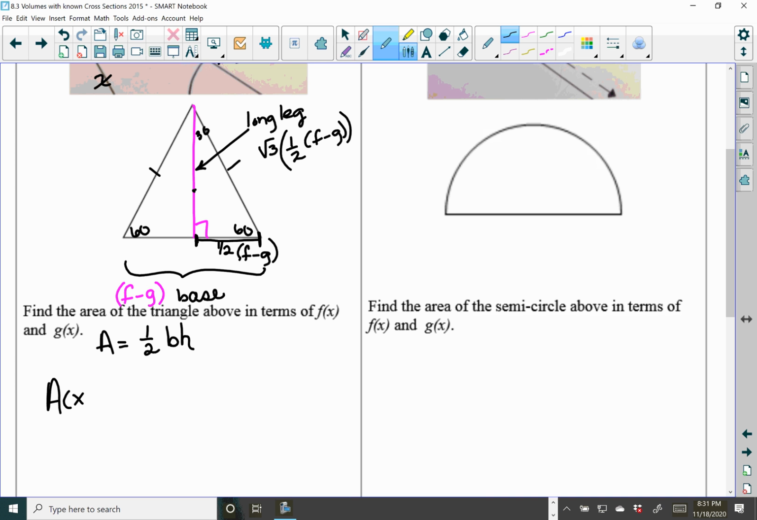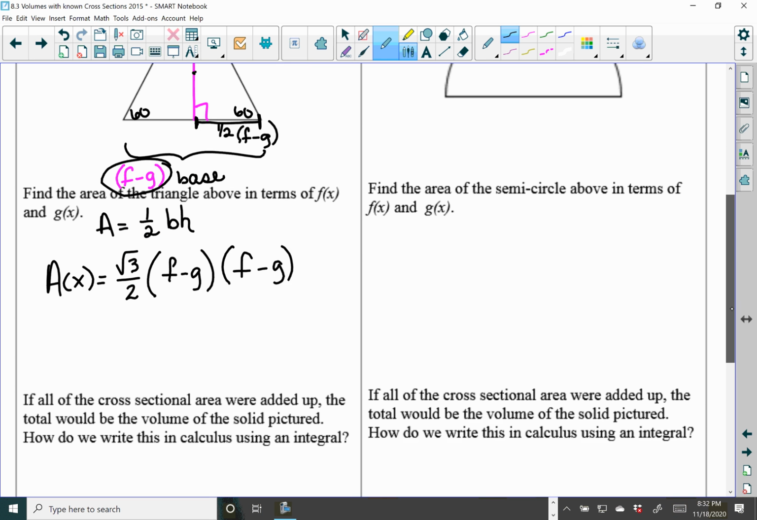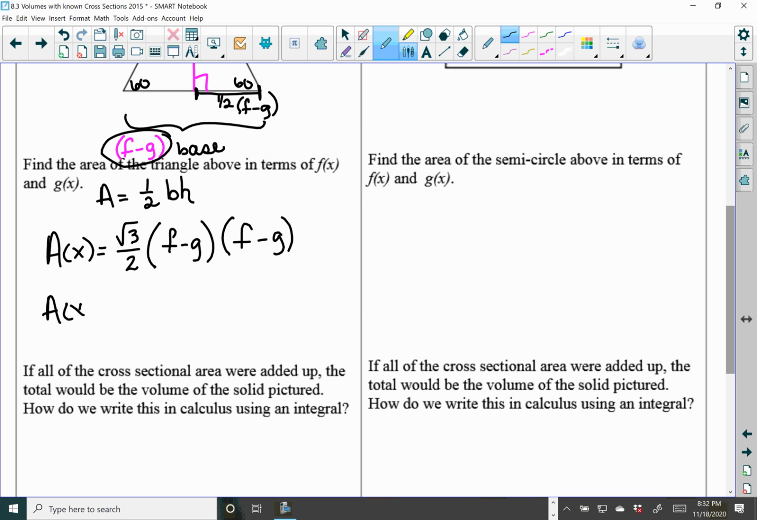So A of x is going to be root 3 over 2 times f minus g, and then the base is another f minus g. Oh my gosh, we're back to f minus g quantity squared. So really this is a takeoff of a square. F minus g quantity squared, right? That's kind of been the theme all along. There's a square, and now what portion of a square do I have? I got root 3 over 2 times that.